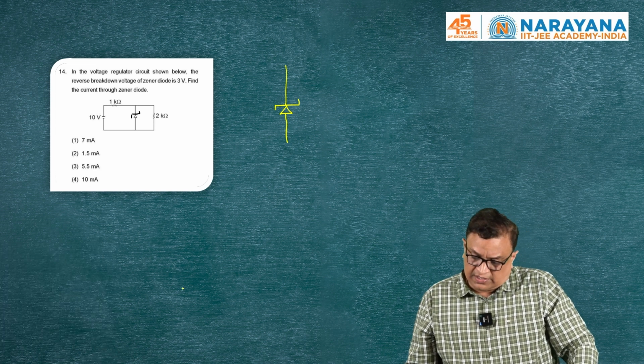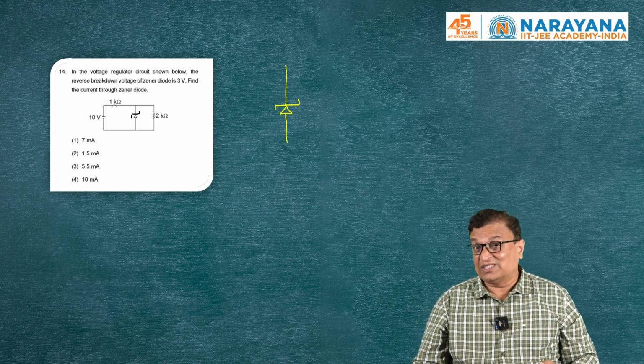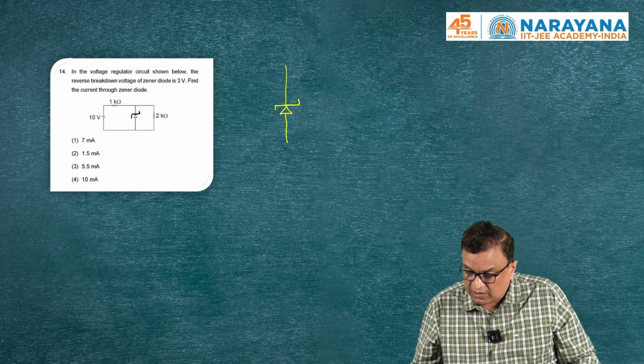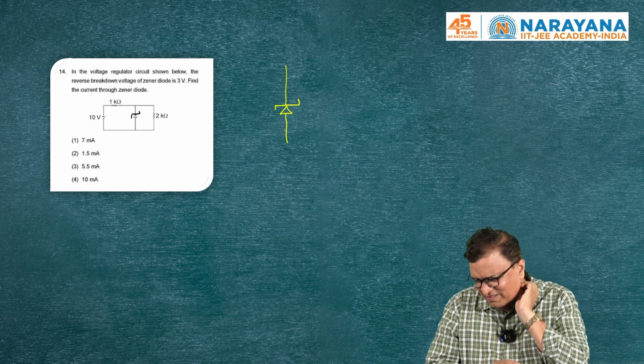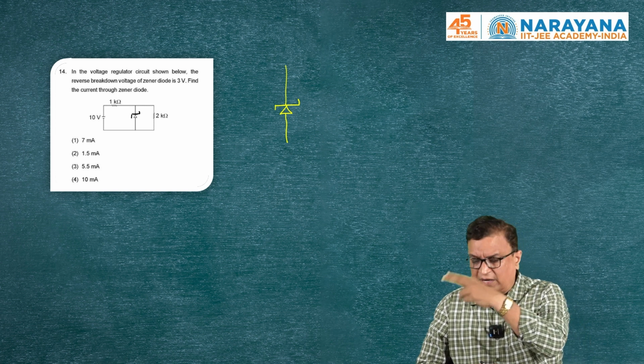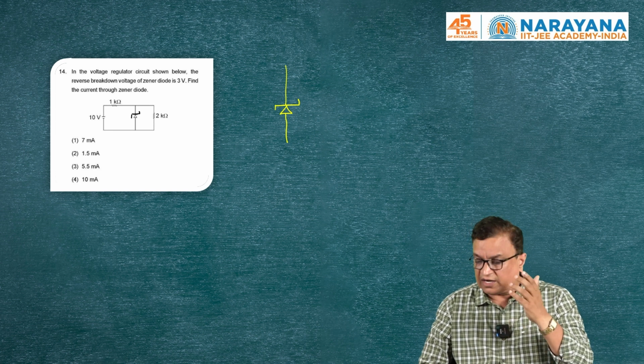So in the voltage regulator circuit shown below, the reverse breakdown voltage is 3 volts. Hold on. Find the current through the Zener diode. My style of working: I will forget the Zener diode for a while. Now you have 1 kilo ohm and 2 kilo ohm, right? 1 is to 2, so 10 volts is to be distributed across 1 is to 2.